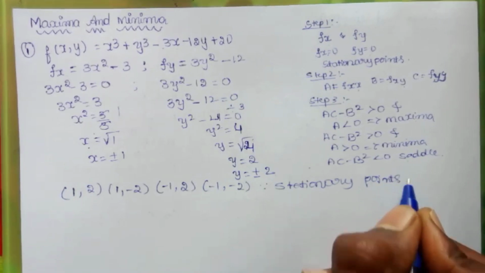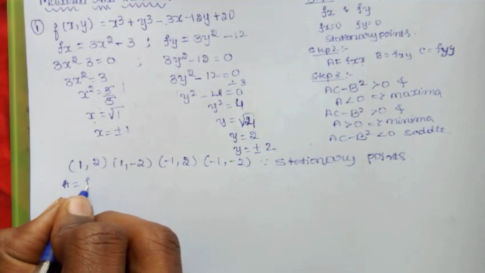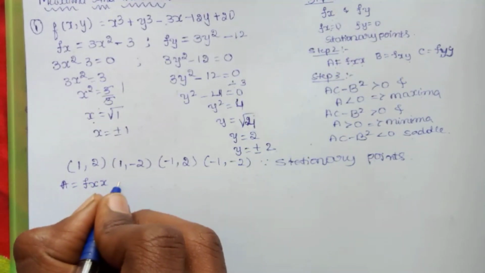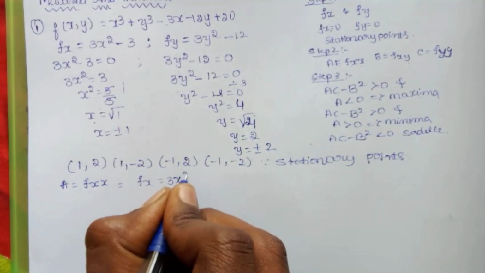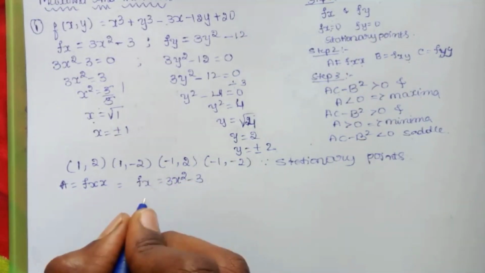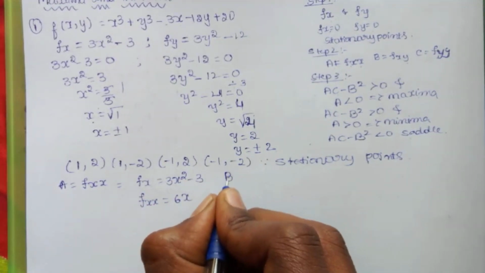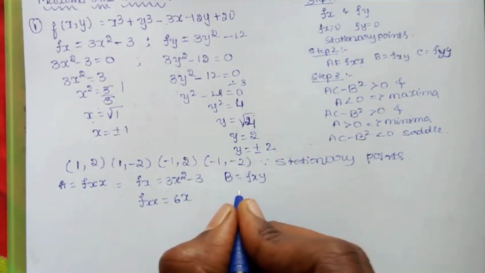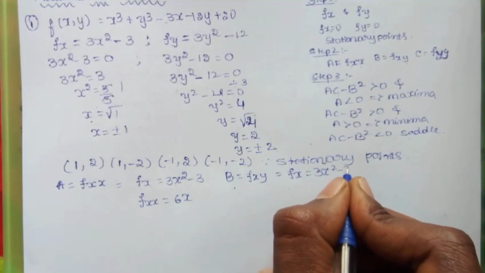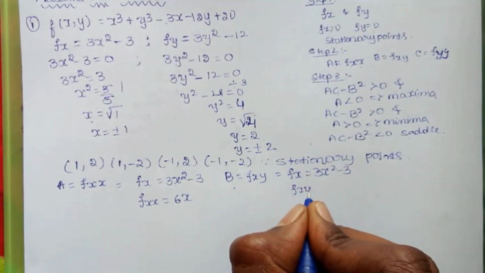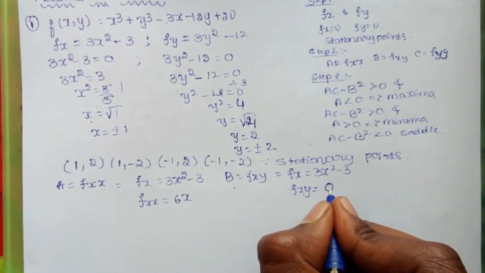After getting the stationary points, what we need to find? We need to find a, b, c. A is equal to the partial differentiation of f with respect to x. Let's consider fx is equal to 3x square minus 3. Partially differentiating this with respect to x, we get 6x. And b is equal to the partial differentiation of fx with respect to y, where fx is 3x square minus 3. We differentiate with respect to y, it becomes 0, because there is no y here.